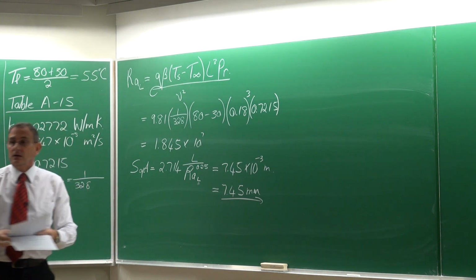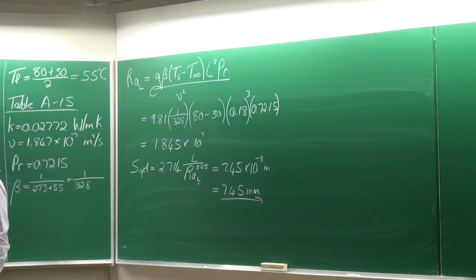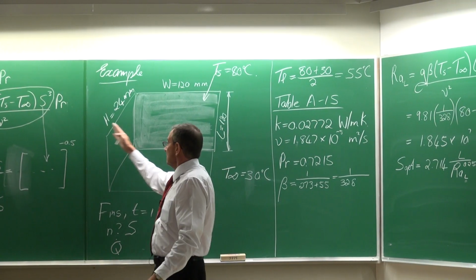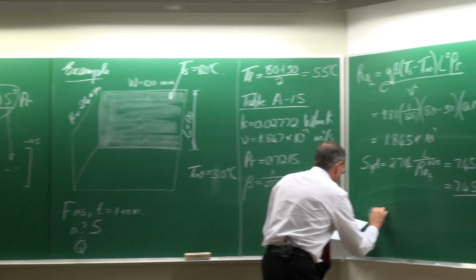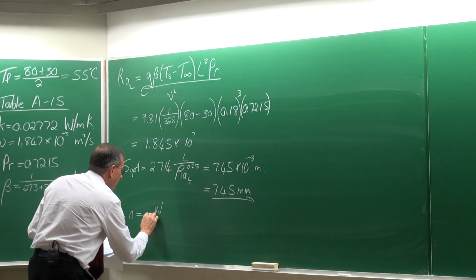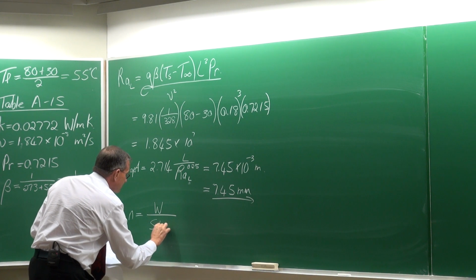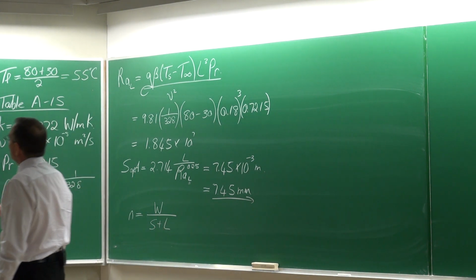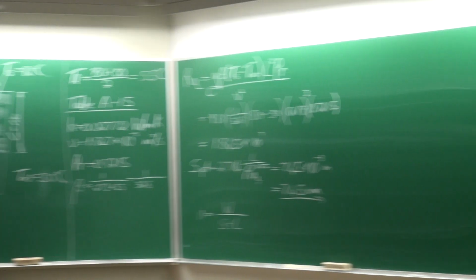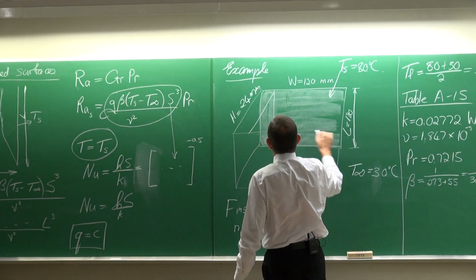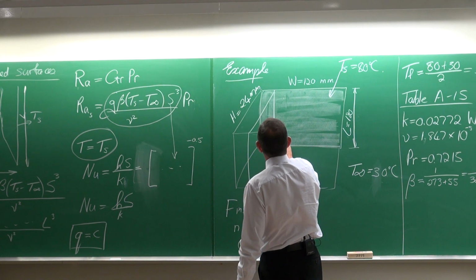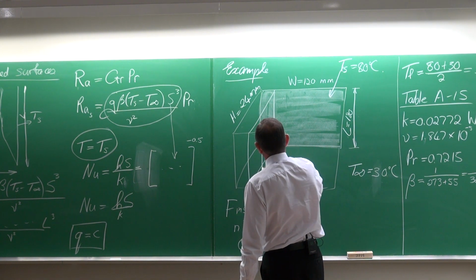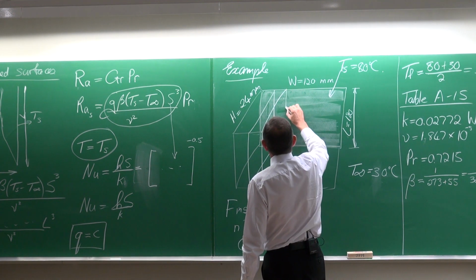Okay. Now the question was not only to determine S, but to determine the number of fins that we can put onto this surface. So we can say the number of fins is equal to the width that we have divided by S plus L. So if we now would go and put the other fins there, like that.